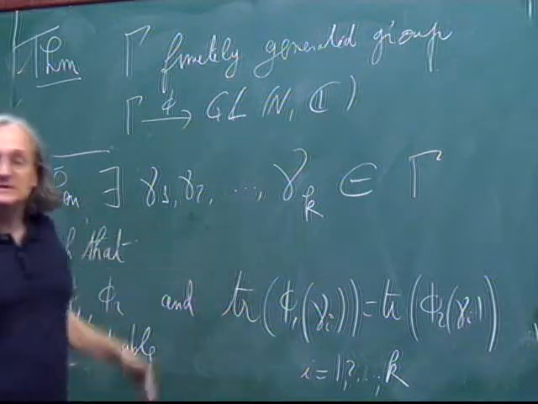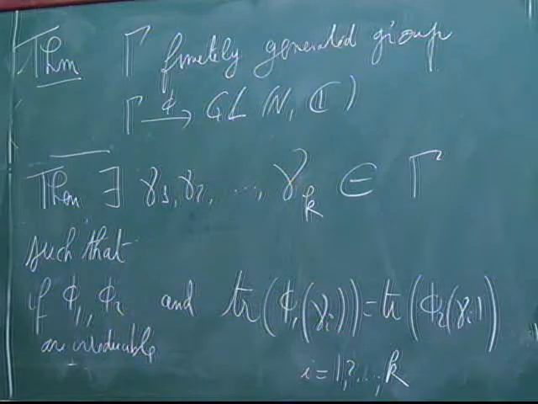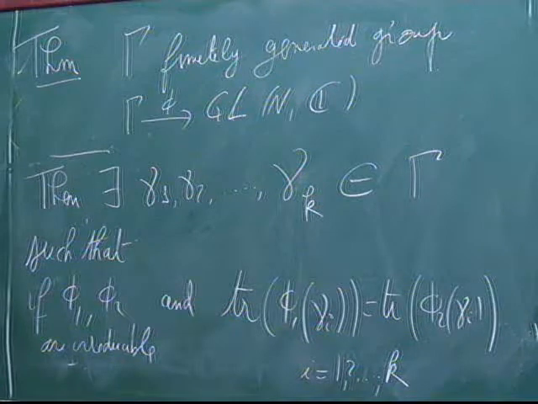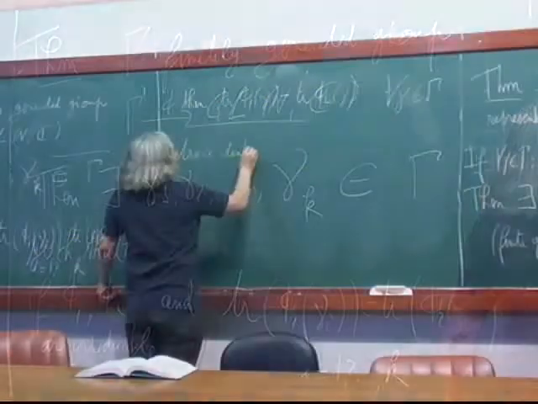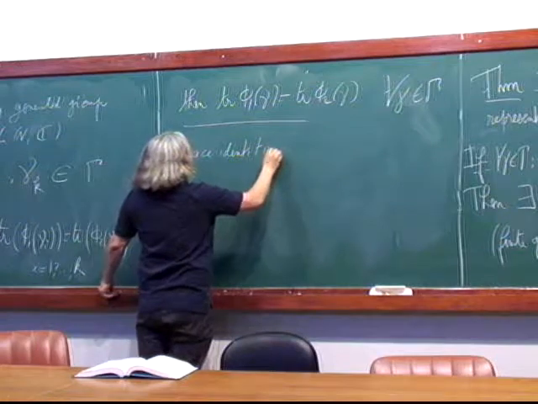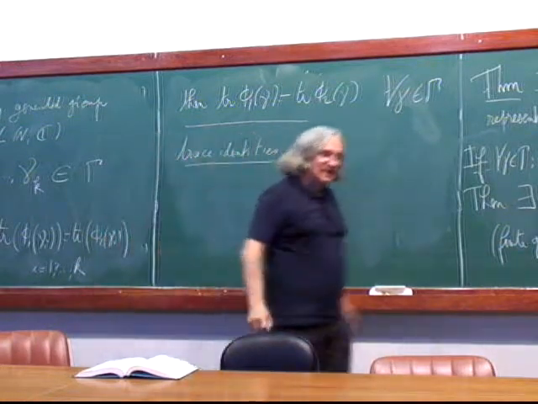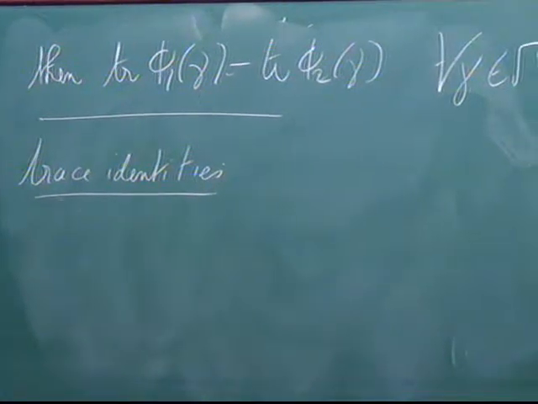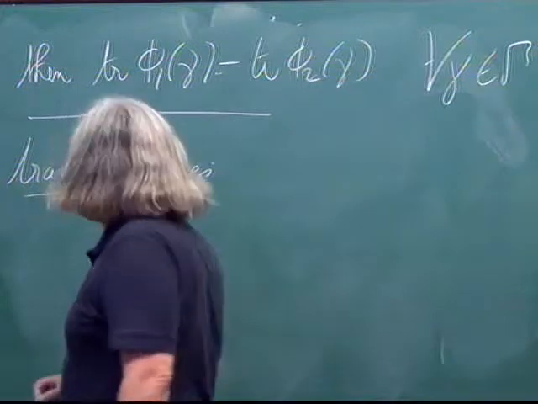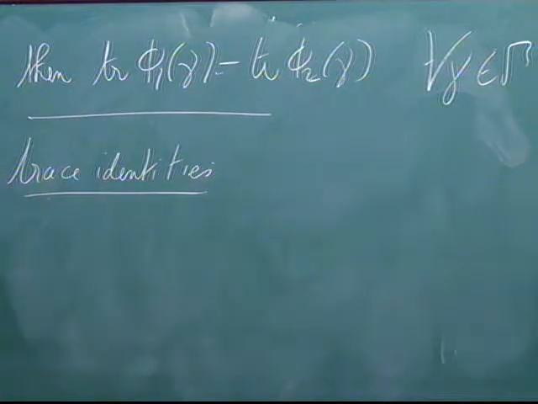And this finite number is completely explicit, and this leads to what's called the trace identities. Let me just give you one. Well, this is not hard, but this is interesting. Let me give you one example of a simple statement which I think is interesting.